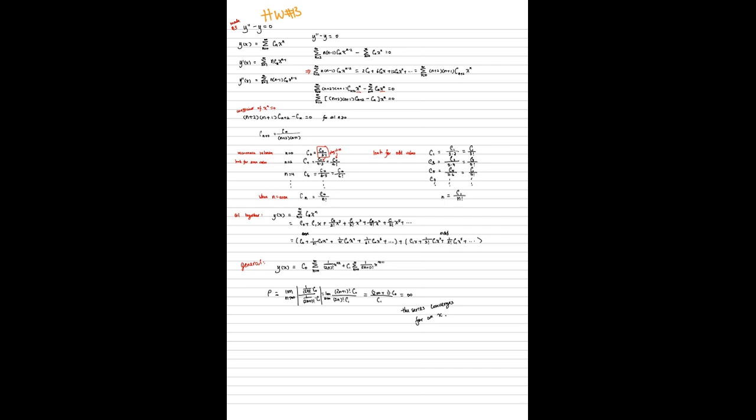Then we plug it back into the equation, y double prime minus y equals 0. We plug in the numbers, which gives 2 c of 2 plus 6 c of 3 times x plus 12 c of 4 times x squared and so on to infinity, which is equal to the summation of n to infinity of n plus 2 times n plus 1 times c of n plus 2 x to the n.